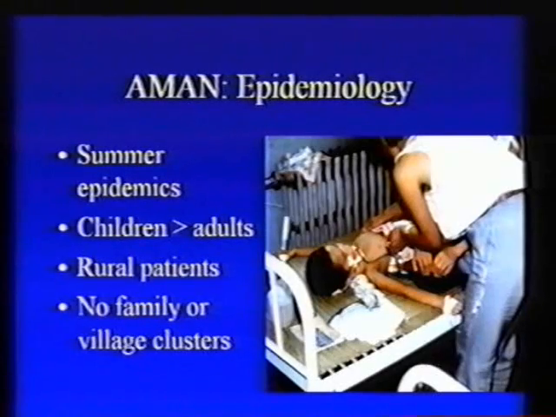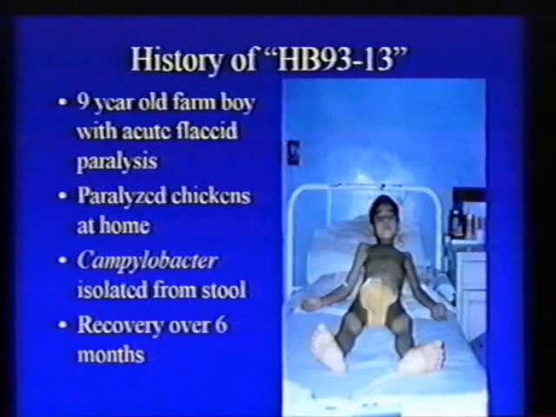And basically, 10 years ago, he introduced us to a disease in China that was different than Guillain-Barre as we knew it. It consisted of a disease in which there were summer epidemics. His hospital would fill with 200 to 250 individuals with this syndrome over the summer. They were predominantly children. They came from the countryside where they cared for animals, chickens, and so on, and there were no family or village clusters. One individual in a given village would get sick at a time. So it was an unusual epidemiology, very different than Guillain-Barre as we see it in this country.